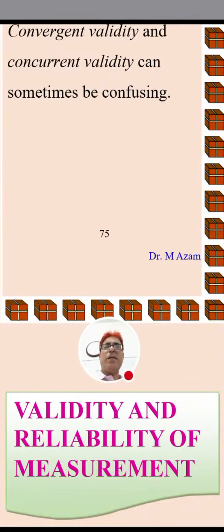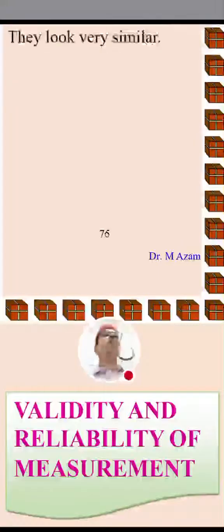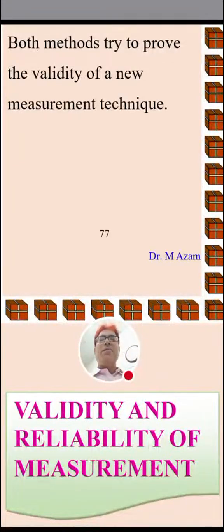convergent validity. Concurrent validity can sometimes be confusing. We have also studied concurrent validity. Both of them can be confusing. They look very similar. Both methods try to prove the validity of a new measurement technique.